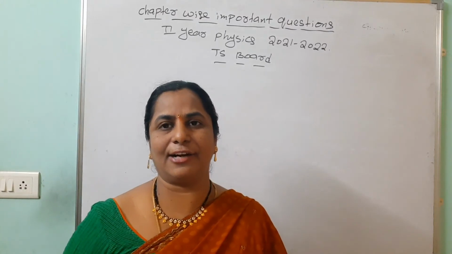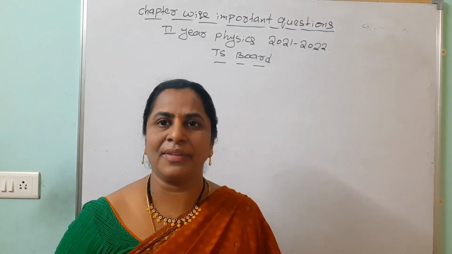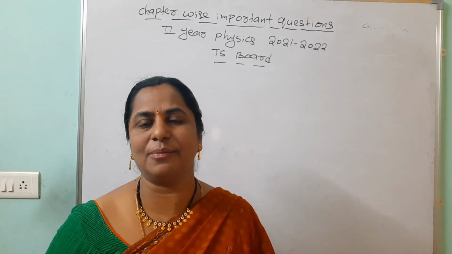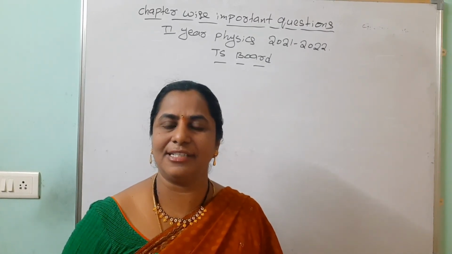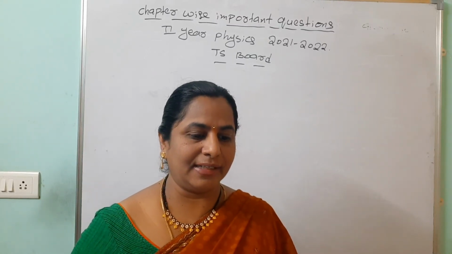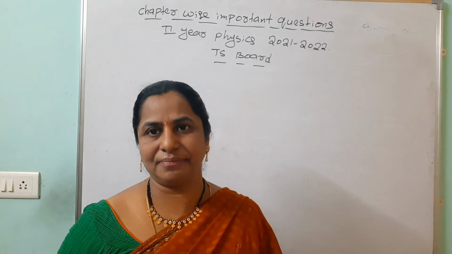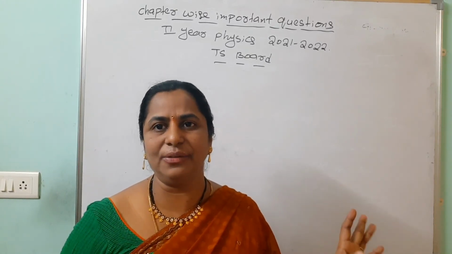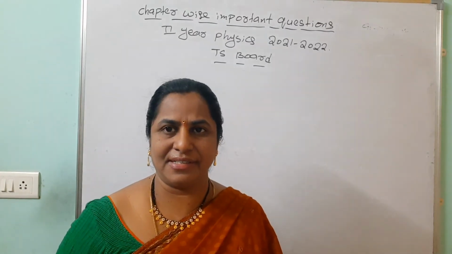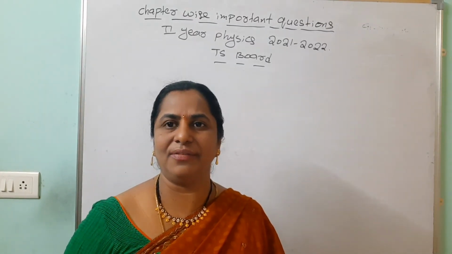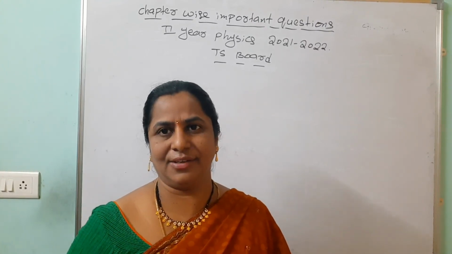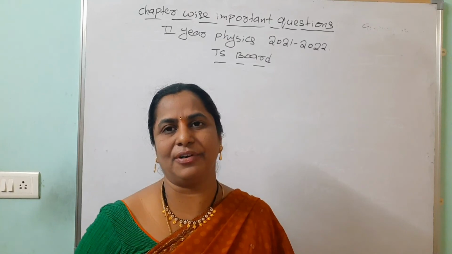Then semiconductor electronics. For many years they are giving either full wave rectifier or half wave rectifier, and this time they have mentioned in the model paper the difference between full wave and half wave rectifier. These are the important questions. Then, already you know that from nuclei, only the nuclear reactor is important. Then our last chapter is communication systems. From this we are expecting only VSAQs. Only 8 VSAQs are there. You should learn only those VSAQs. So these are the chapter-wise important questions.